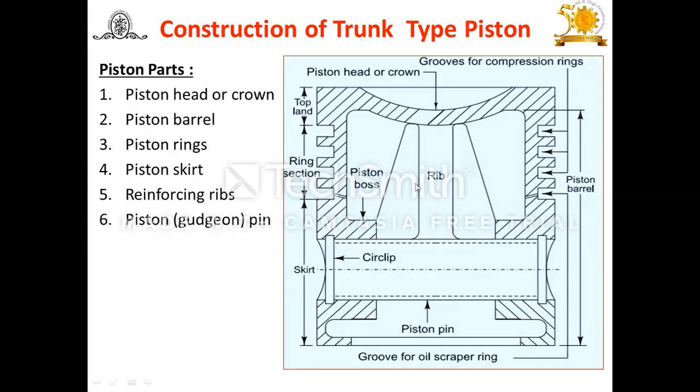Then reinforcing ribs. In the piston, the ribs are provided to give support to the piston head as well as the skirt part of the piston barrel. Why are these ribs provided? Sometimes, during the reciprocating motion, there is a side thrust coming on the piston, and the ribs help to take this side thrust. Also, after expansion, the pressure coming on the piston head is taken by the ribs. That's why reinforcing ribs are used here.